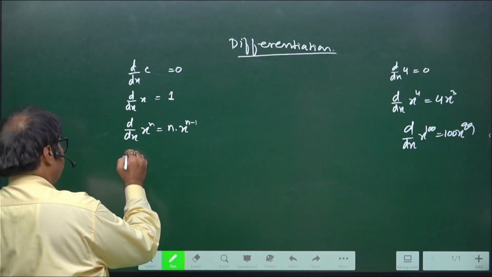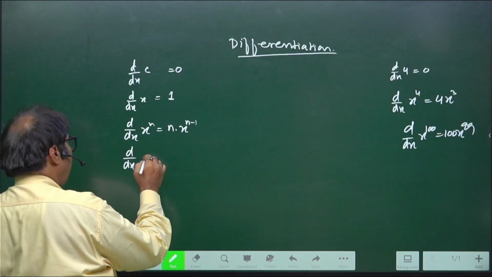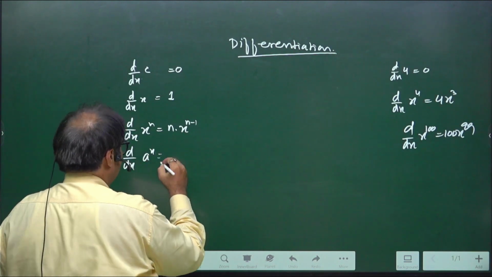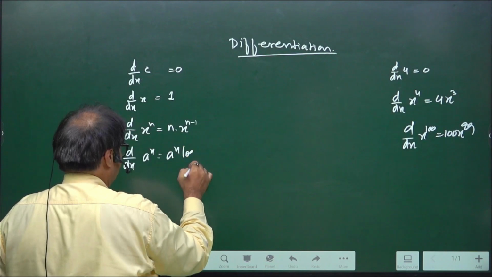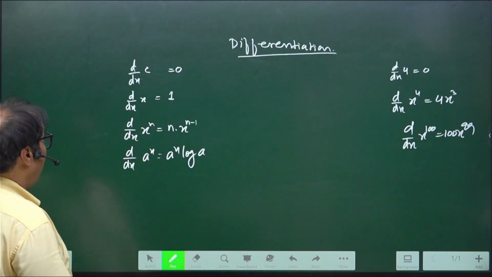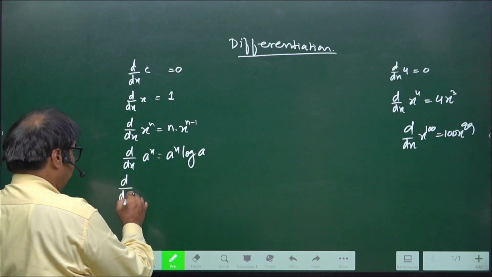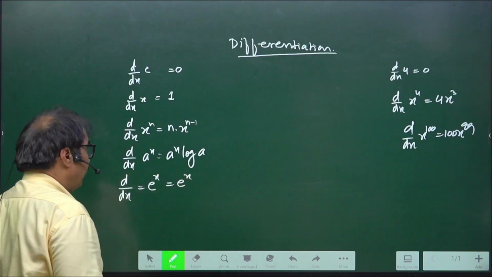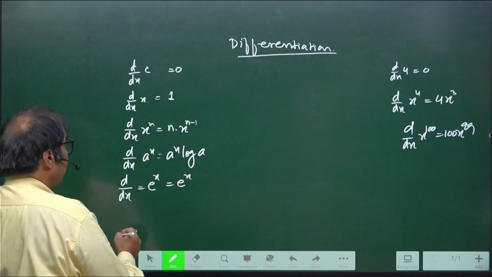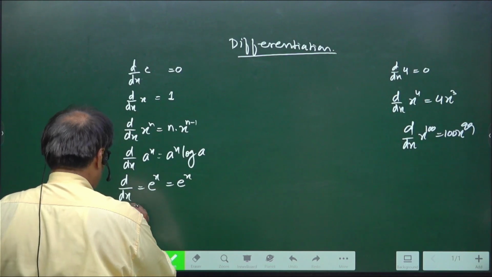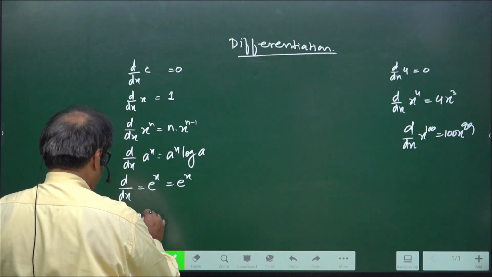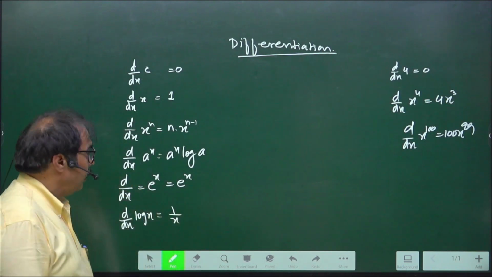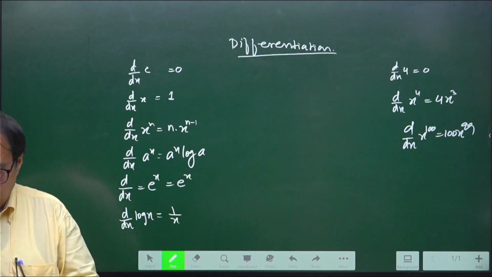Now the derivative of a to the power x, where a is any constant and the power is x, will be a to the power x times log a. And d by dx of the exponential function e to the power x is e to the power x. And d by dx of log x: the derivative of log x is 1 by x.